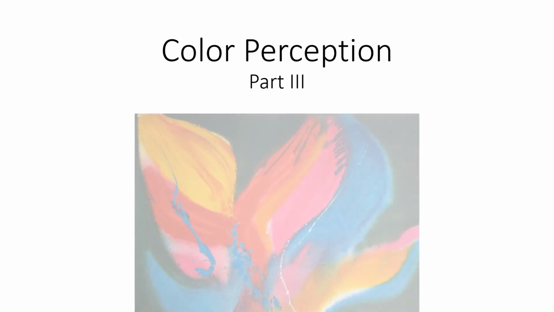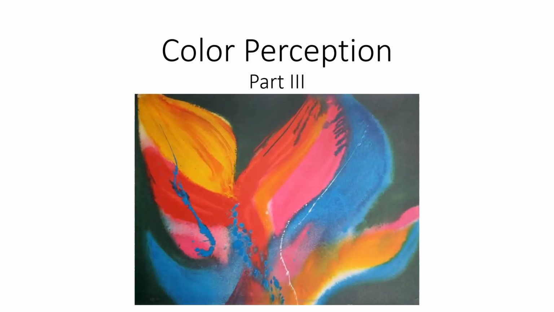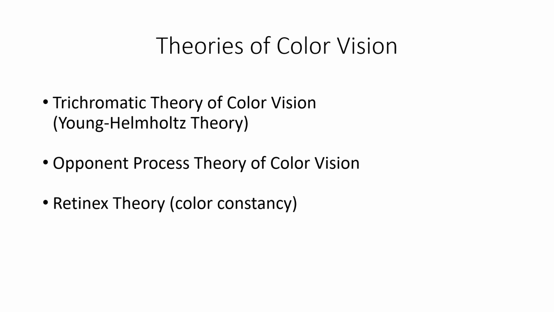Part 3 of color perception. We're going to address a number of different theories of color vision. We're going to start with these basic theories of how color vision works. So the first one is going to be the trichromatic theory of color vision.